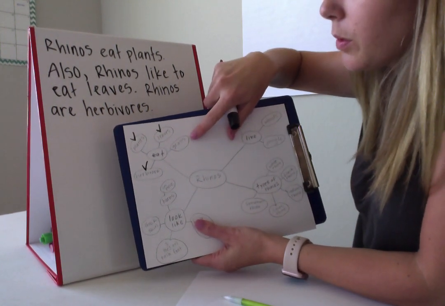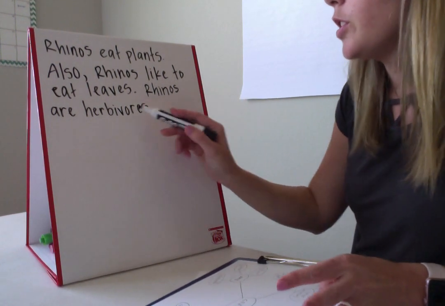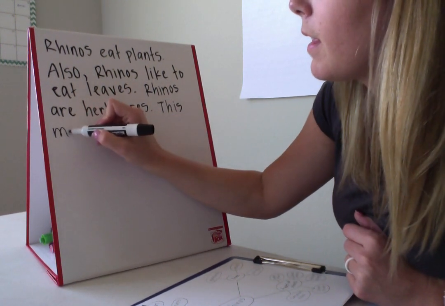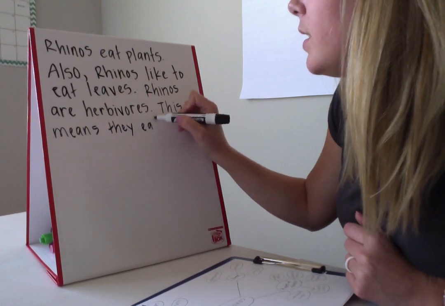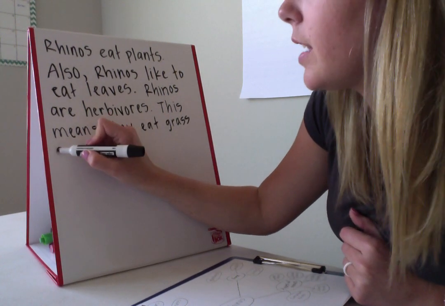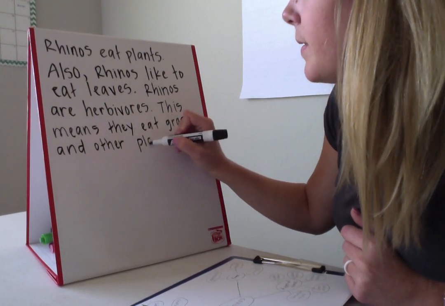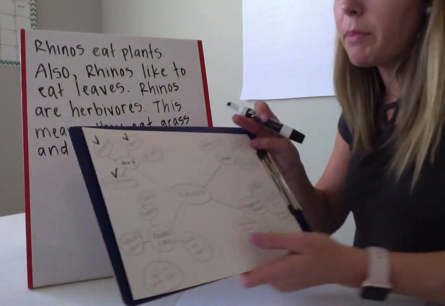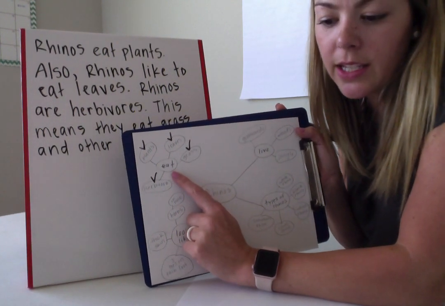Now, I'm going to write the word grass in my next sentence. I'm going to say, rhinos are herbivores. This means they eat grass. And I'm going to add some extra details. And other plants. Okay? So I've taken all of my ideas from my web now, and I can cross each of them off, and I'm done with this section about eat, okay?